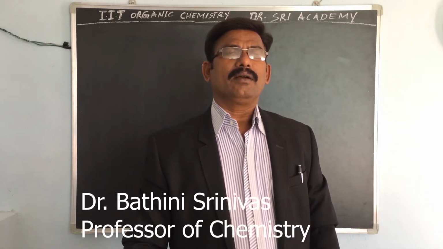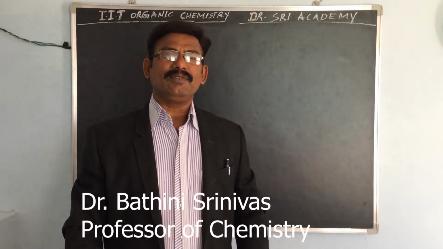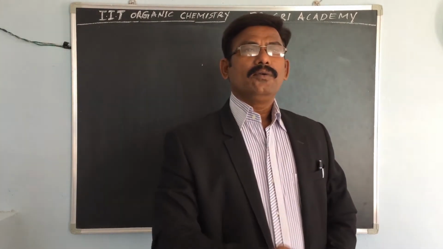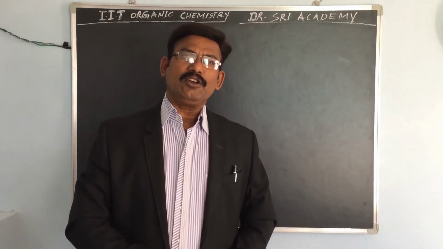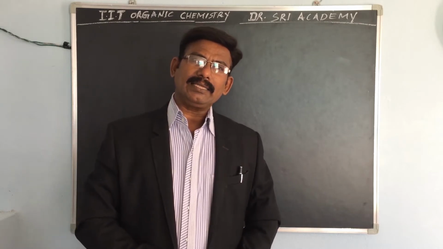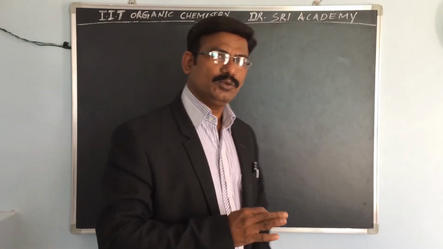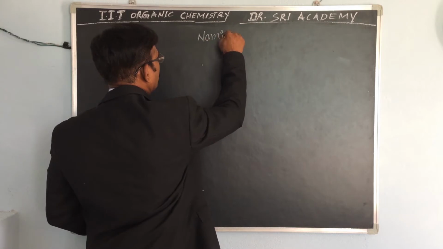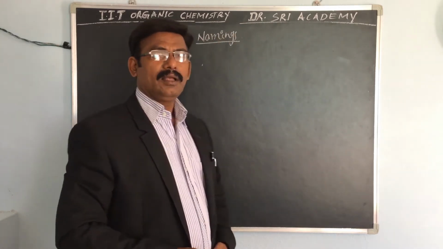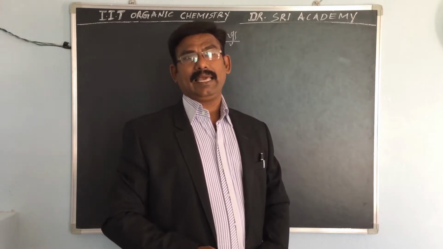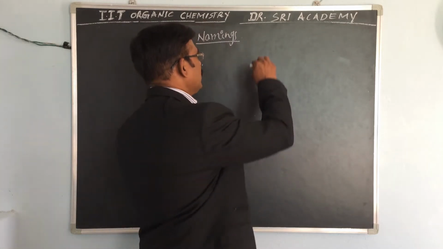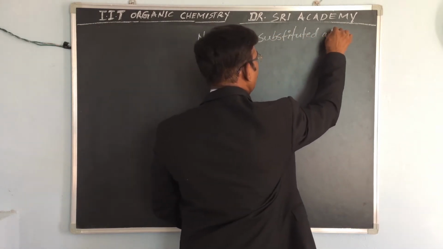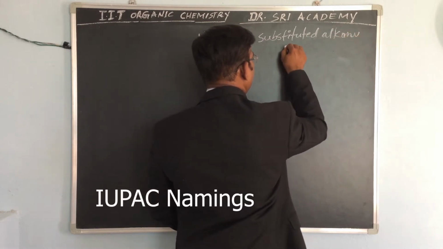That is A, B, C. First of all, we see C, then A, then B. Now, naming group C: naming substituted alkanes and cycloalkanes belongs to group C.